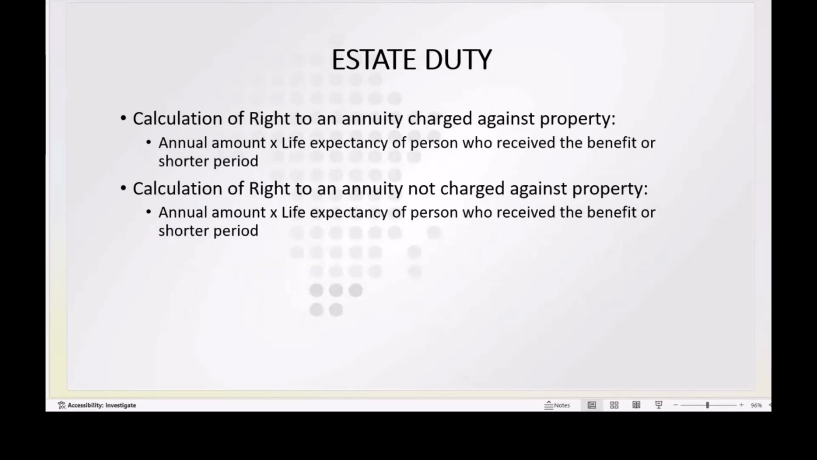Then our next thing is we also have to calculate the right of any annuities that are charged against property. So we would take the annual amount multiplied by the life expectancy of the person who received the benefit, or the shorter period. If the right to an annuity is not charged against a specific period against the property, then the annual amount will be multiplied by the life expectancy of the person who received the benefit or a shorter period. So the annual amount will be the annuity amount that the person would have received in that specific period. Okay.